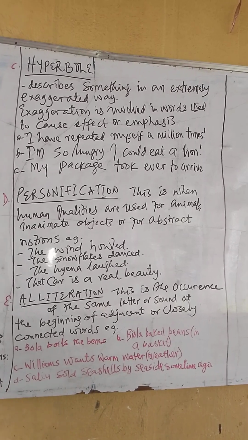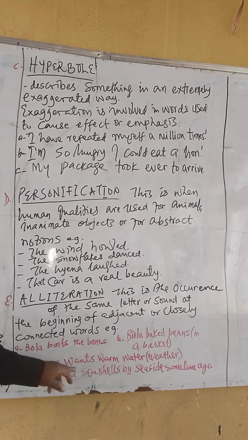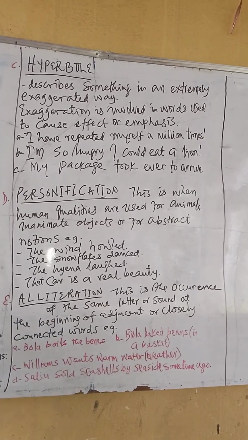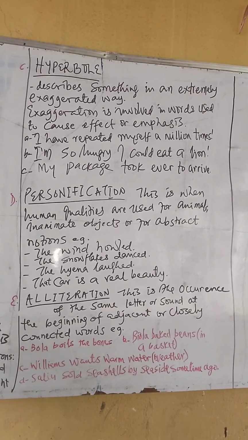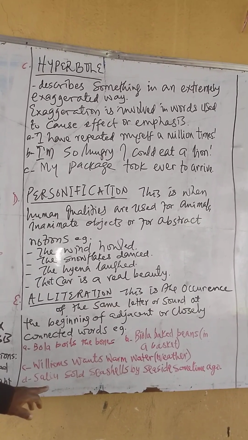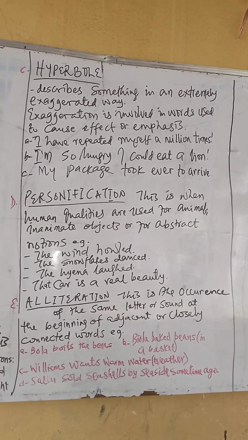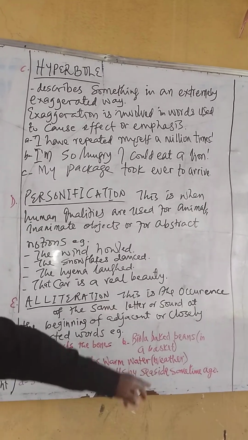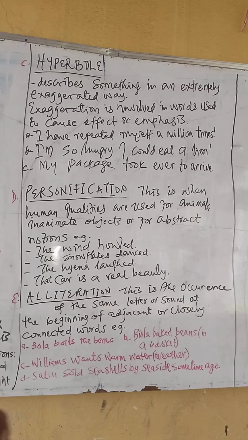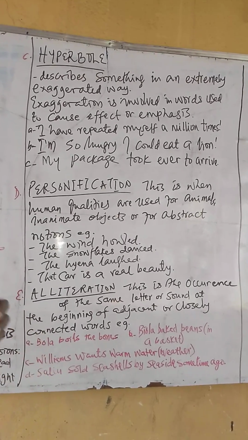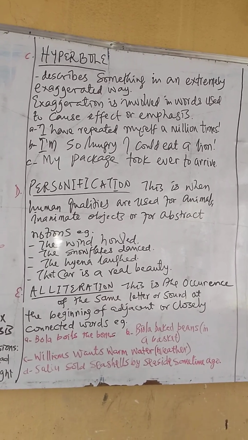Williams wants warm water or weather. So that's an alliteration. Then the last example for today is Sally sold seashells by the seaside some time ago. So when such words or sounds are used that go on repeating themselves, that's called alliteration.